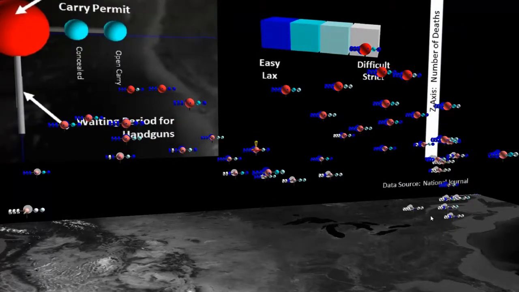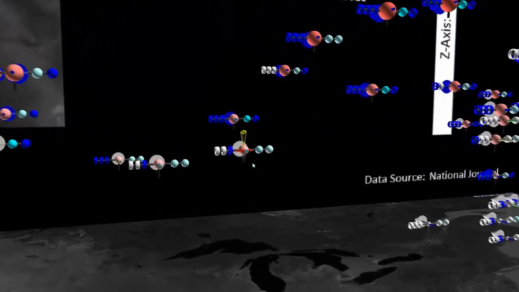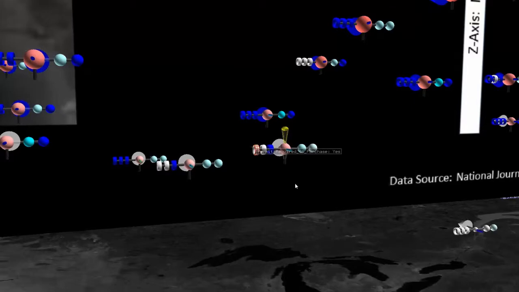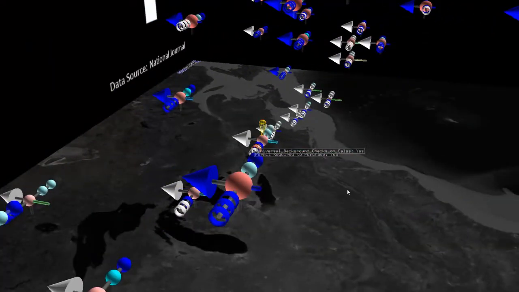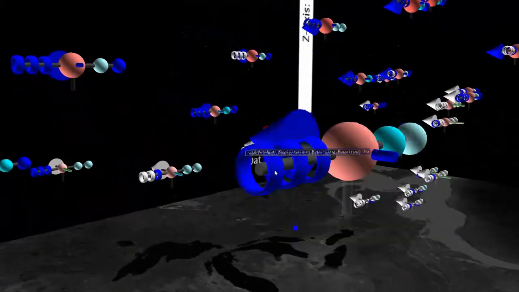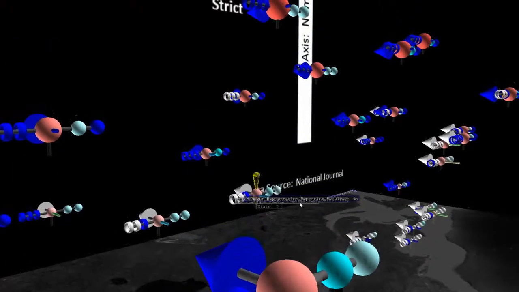As we look down at states that have fewer deaths, we see here that they have requirements to gain a permit to purchase. We also see that there is a background check required on sales. In this particular case, there is no handgun registration reporting requirement, and this is in the state of Illinois.